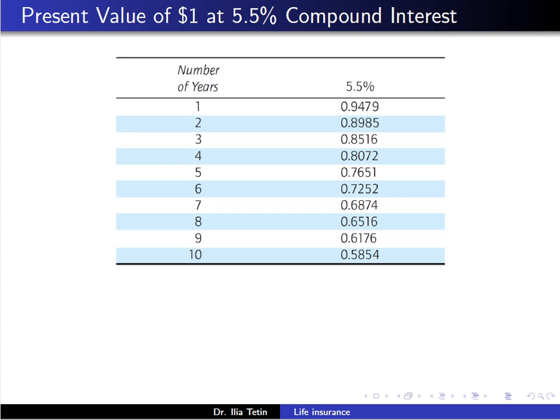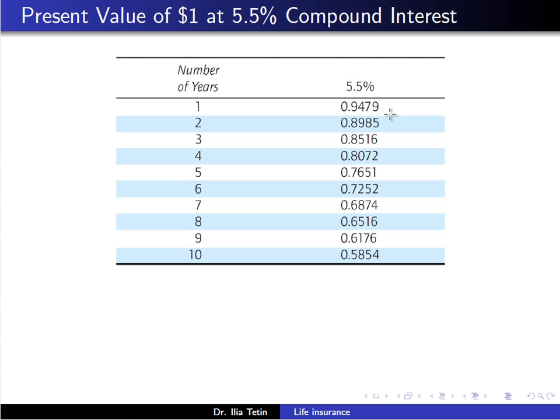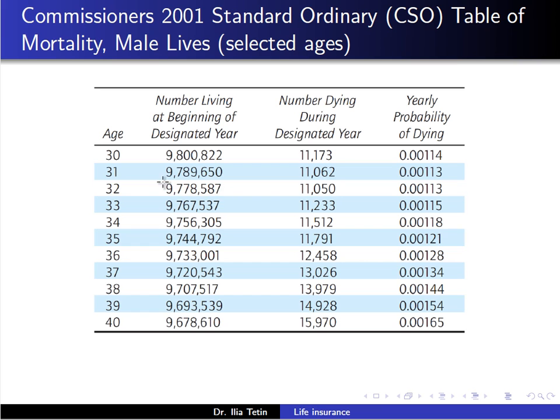So 1000 times 11,050 divided by 9,778,587 times 0.9479 equals 1.07. So if this $1.07 is collected in advance from each of these males who are alive at age 32, then this amount together with compound interest will be sufficient to pay all death claims.